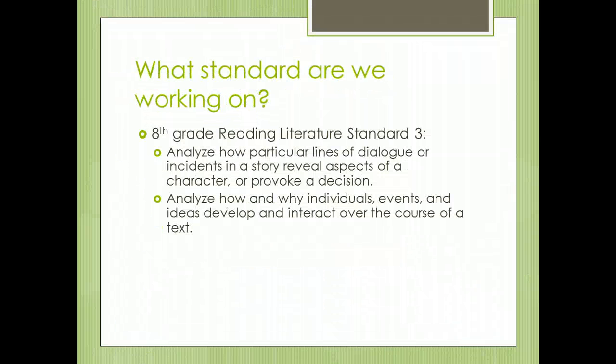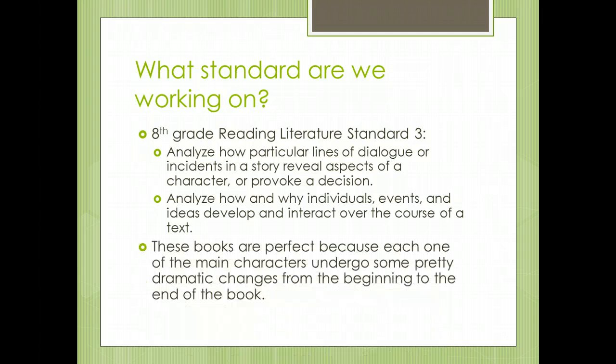So basically, the standard we're working on with the bullying unit, for the most part, is the 8th grade reading literature standard number 3, which is asking us to analyze lines of dialogue or incidences in a story that reveal aspects of a character, and provoke a decision for the character, and also analyze how and why individuals and events develop throughout the course of the text. So the novels we're reading right now for our lit unit are perfect because each of the main characters really undergoes some pretty dramatic changes from the beginning to the end of the book, so this works great.